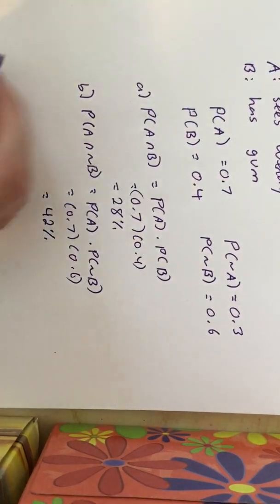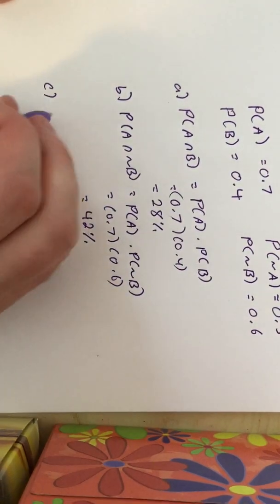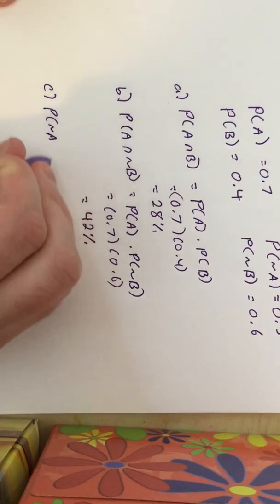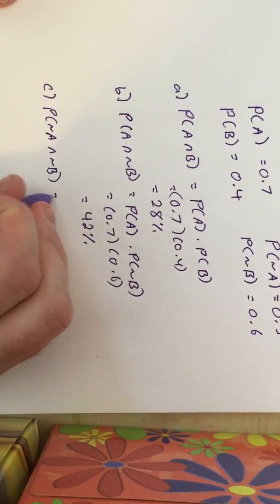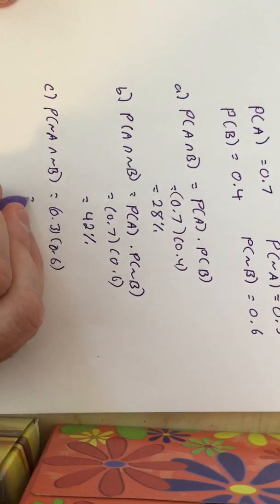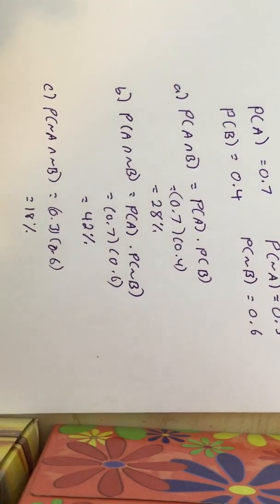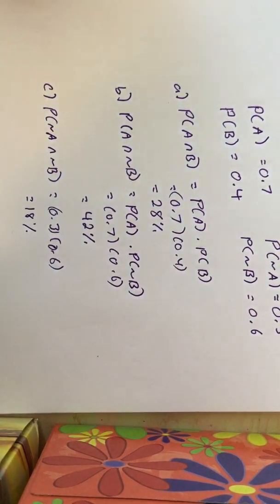And I didn't actually ask it as a question, but I could have, for example, asked: what's the probability that he doesn't see Wendy and does not have gum? So the probability of no Wendy and no gum would be 0.3 times 0.6, which would be 18%. All right, and so that's that for independent.